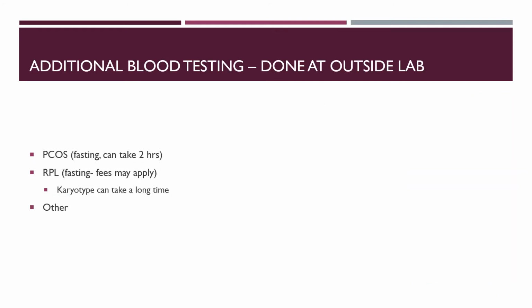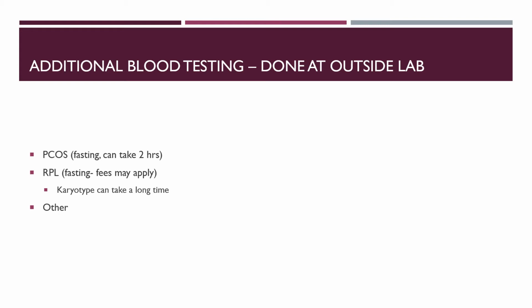Up to this point, we reviewed routine blood testing. Here are some additional blood tests that can be done at an outside lab if your doctor ordered any of these tests for you. For example, PCOS blood work. This blood work should be done fasting and sometimes can take up to 2 hours. Your doctor may have ordered for you to have a sugar drink at the time of your blood test.